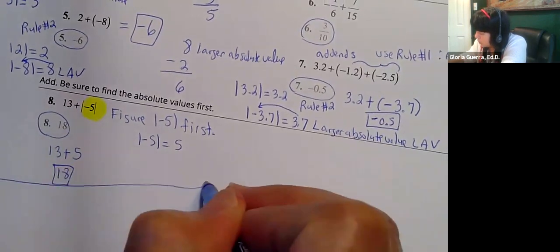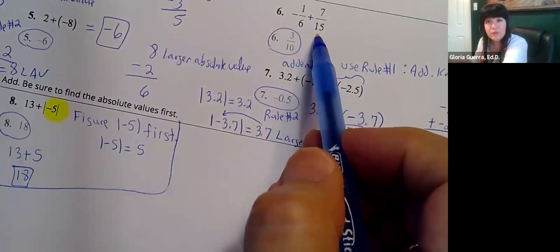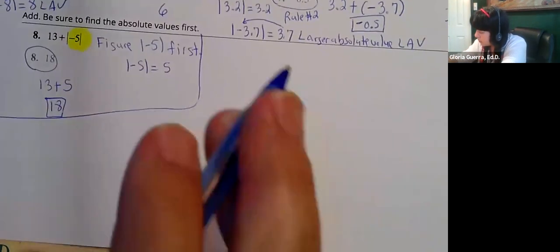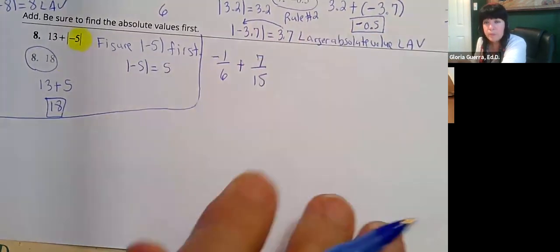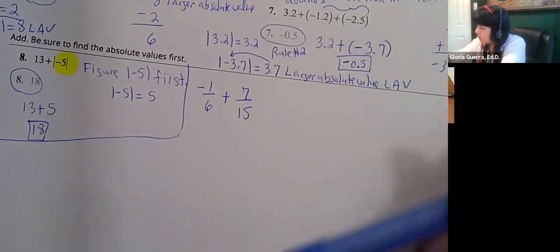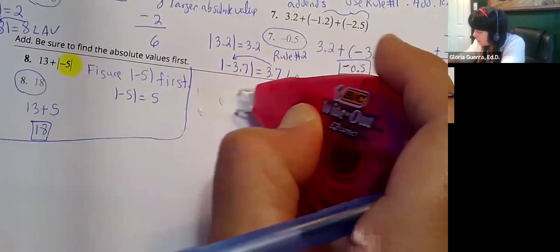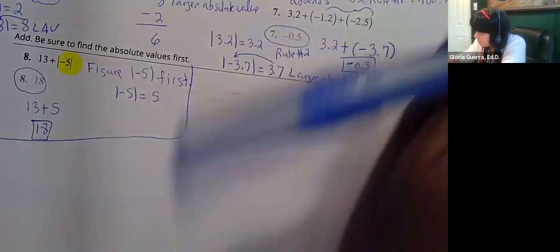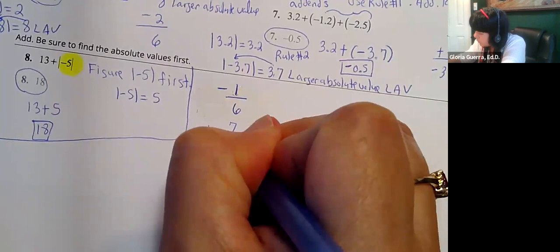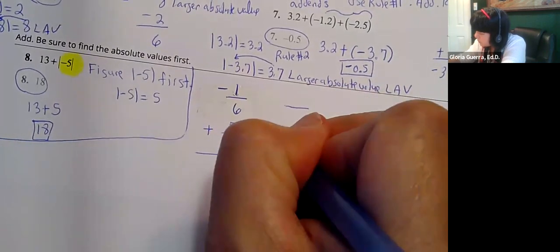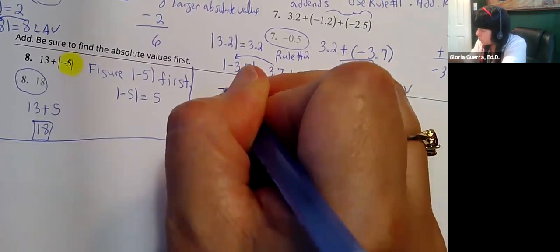Okay, now on number six, notice how you're adding fractions. You're adding a negative 1/6 plus a 7/15, right? I think I'm going to stack them instead of writing it like that. Let me stack them. So negative 1/6 plus 7/15, like this. And then we put little times here, little times there.